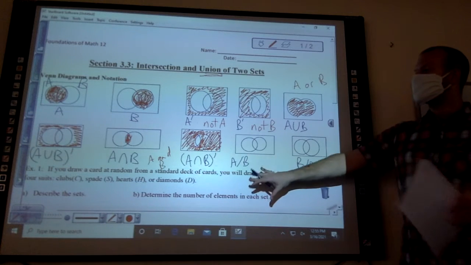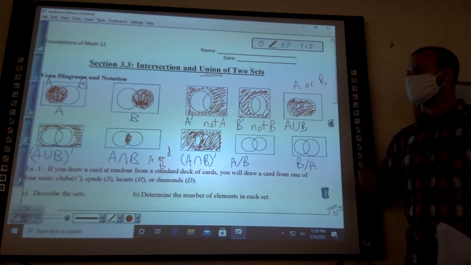Like I said, I'm going to do some other examples that are more concrete, and you'll be able to see where it comes from.